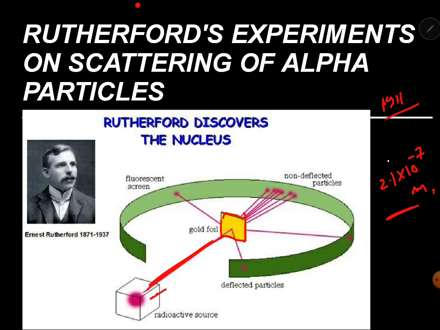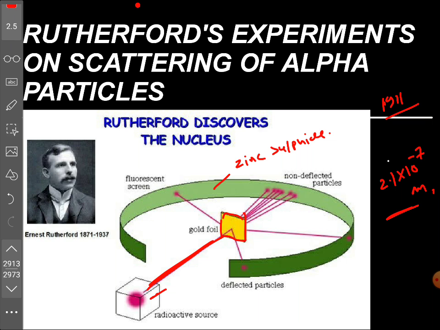The alpha particles scattered in all directions, and this was observed by a rotatable detector which consists of a screen made up of zinc sulfide. The layer was of zinc sulfide, and the microscope observed the scattering of the alpha particles. Whenever an alpha particle hit the screen, it produced a tiny flash which was observed through the microscope.